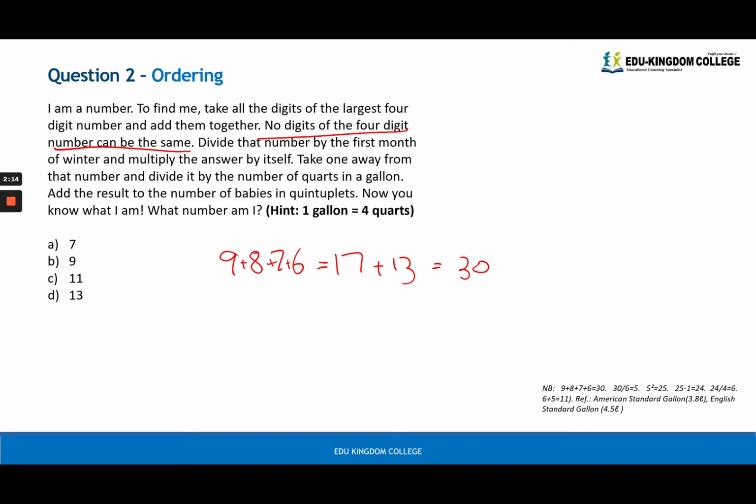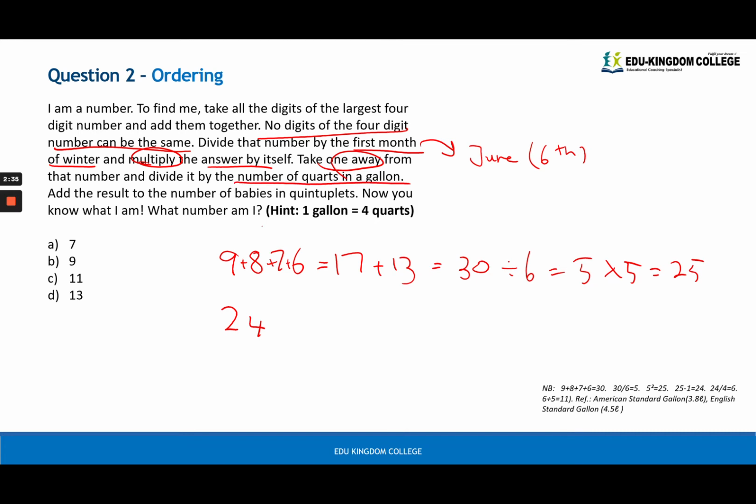Divide that number by the first month of winter. So the first month of winter is June, which is the 6th month. So divide it by 6 and you get 5. Now I want to multiply the answer by itself. Times 5 is 25. Take 1 away from that number, you get 24, and divide it by the number of quarts in a gallon. They've given you a hint, but you can tell from the word quart, it means 4, so divided by 4, and you get 6.